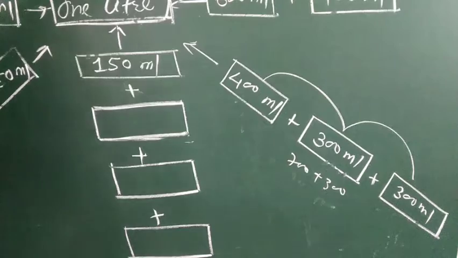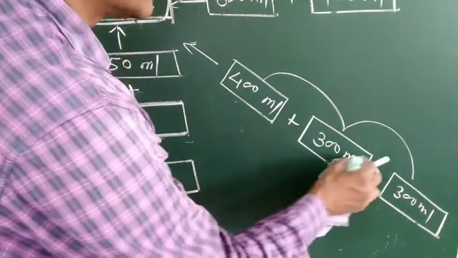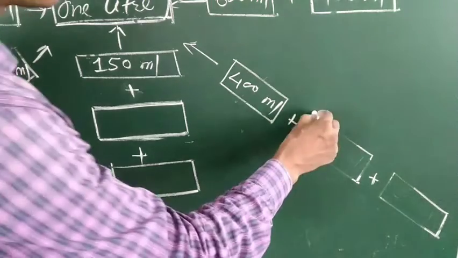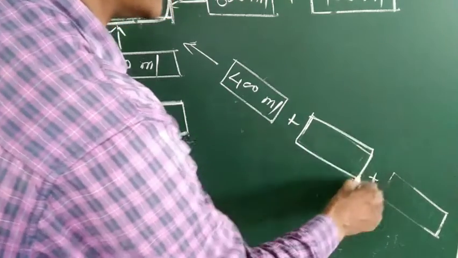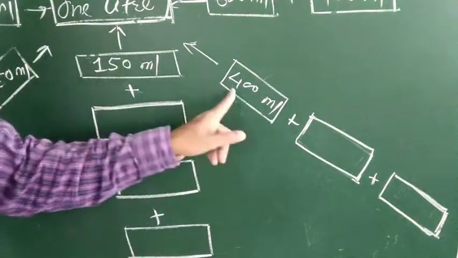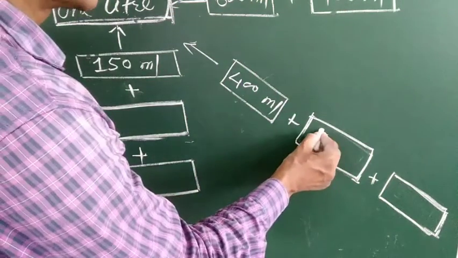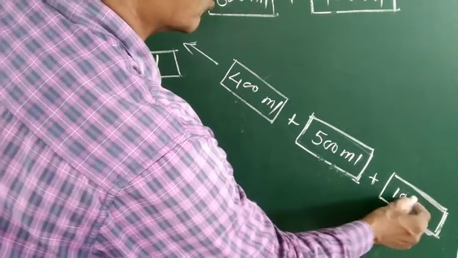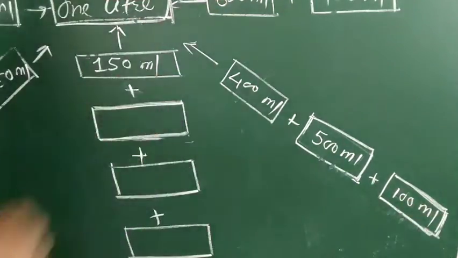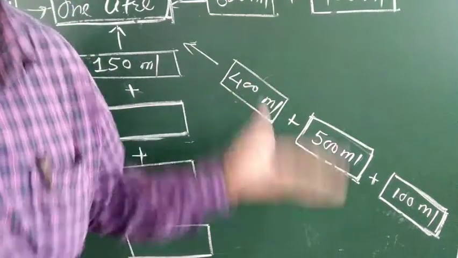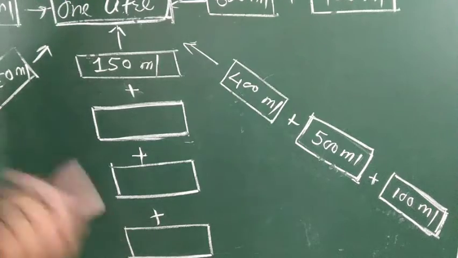We can fill this, and not only this way, there are other ways also that we can fill. और भी कुछ तरीके, दूसरे तरीके यहाँ पर देखिए. It is 400 ml. Now it is 500 ml. It is 100 ml. See, 4 plus 5 is 9, 9 plus 1 is 10. Then it is equal to 1 liter.